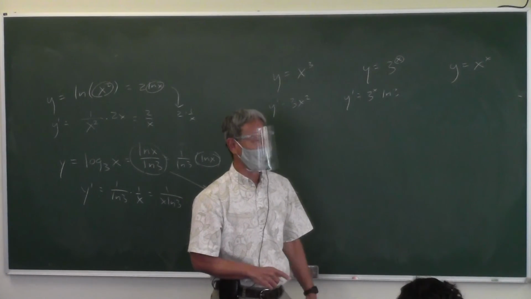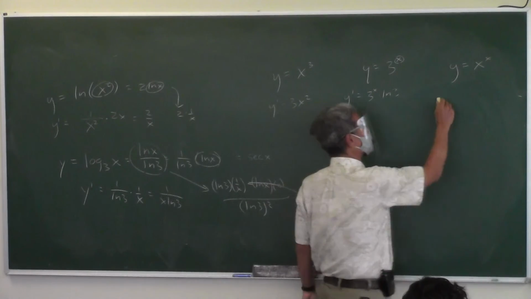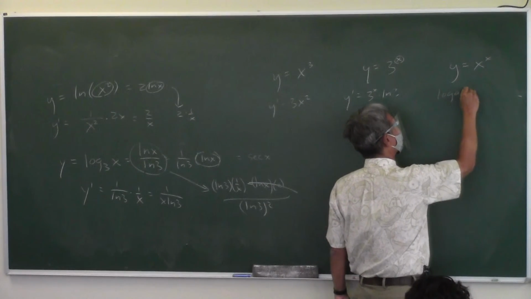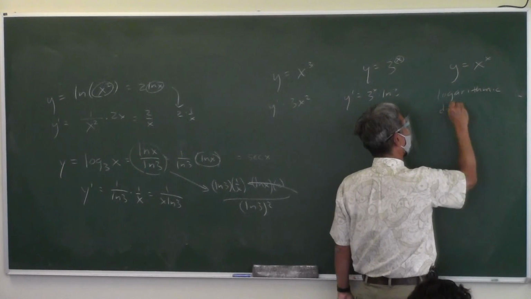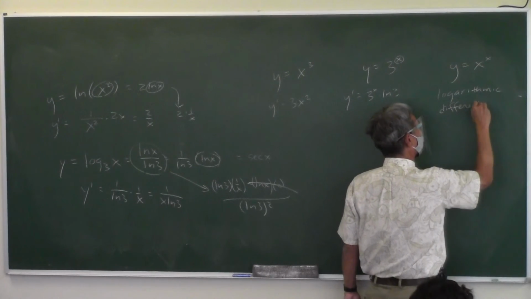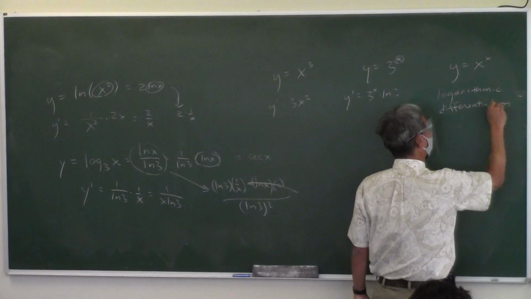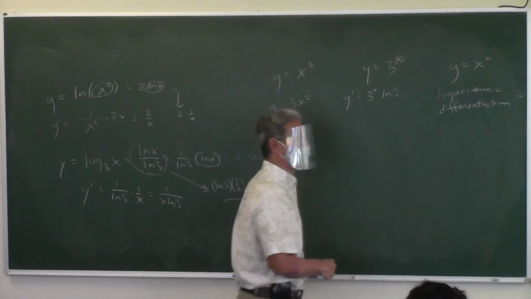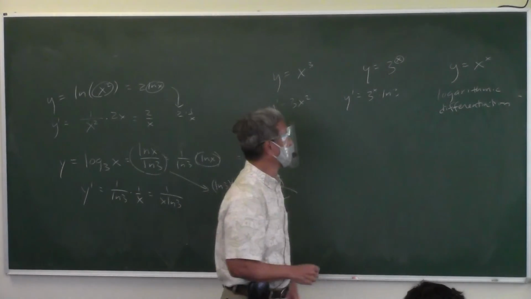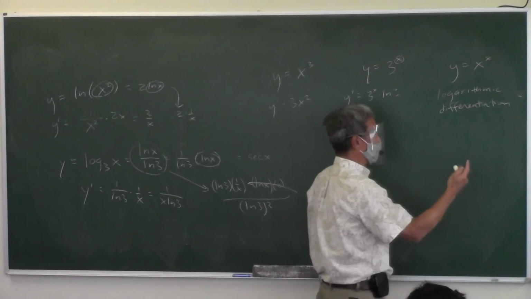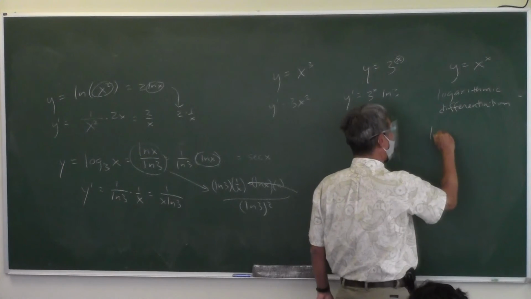Natural log both sides. This technique is called logarithmic differentiation. It's not difficult. The name is just scary. Logarithmic differentiation just means natural log both sides before you take the derivative. That's the only way. Okay, so you have this, natural log both sides.